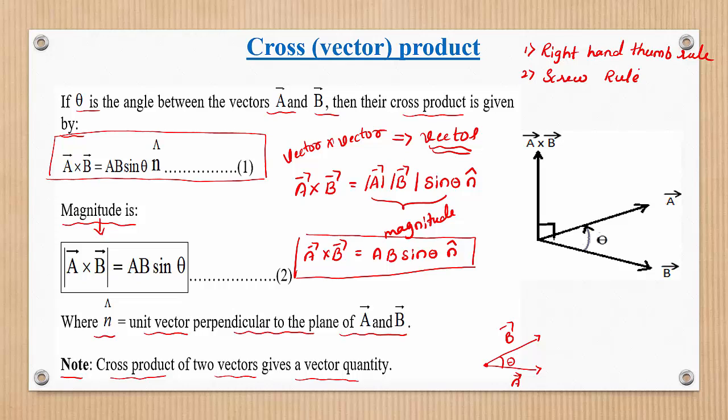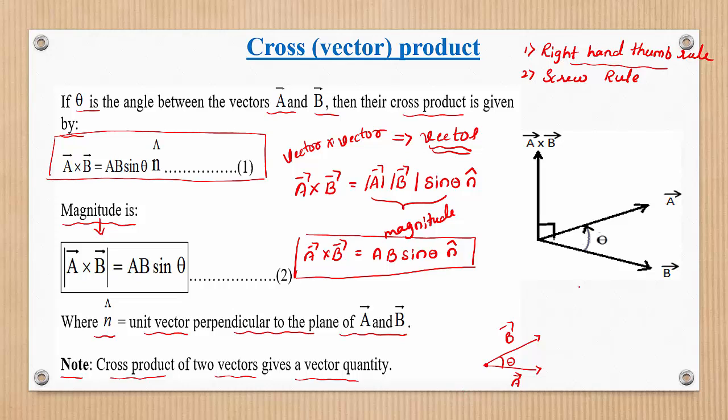How to find the direction? Now let us observe the first rule. The first rule is what? Right hand thumb rule. Listen here carefully. At the point O, let us take this is the point O, where the tails of both the vectors join or meet. At this tail, now I will explain the first rule.